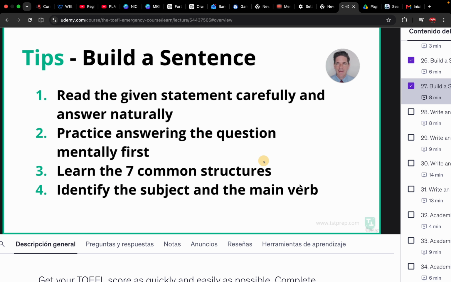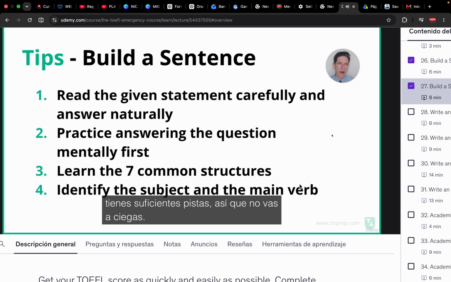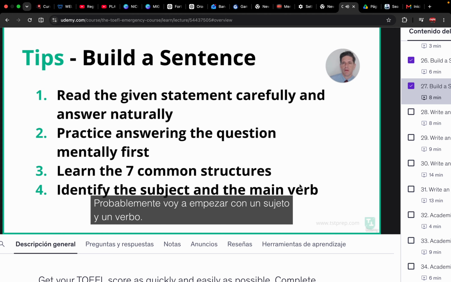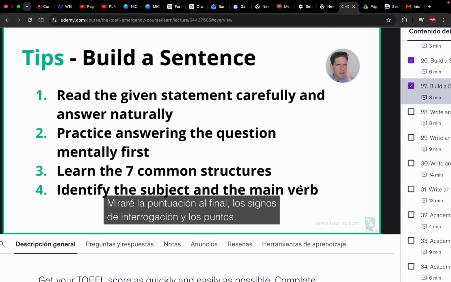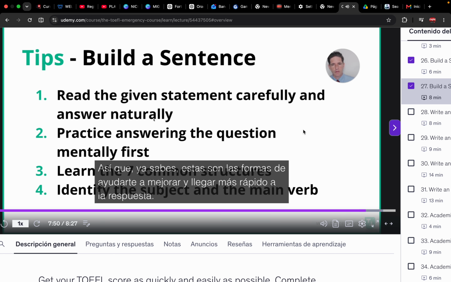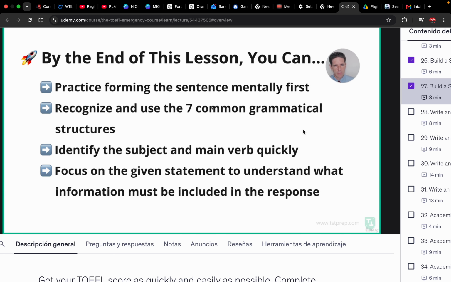But those are the tips for Build a Sentence. I hope you feel like you have enough clues, so you're not just going blind. You know, you're not just like, I got to figure out what goes where. You're like, okay, there's certain types of sentences that come up. I got to look for these words. I'm probably going to begin with the subject and verb. If it's a question, the order will be a little bit different. I'll look at the punctuation at the end, the question marks and the periods. So, you know, these are the ways to help you improve and to get to the answer faster.